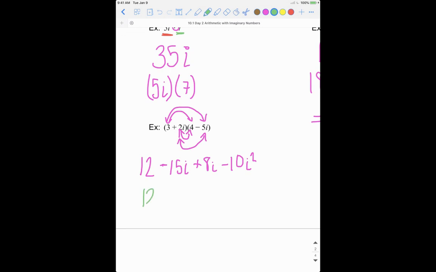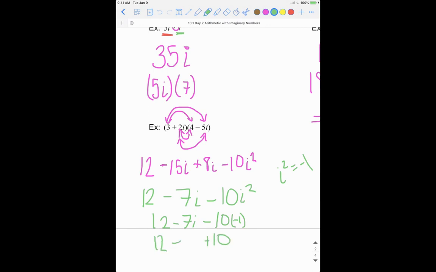12 is our only term with no i's, so let's leave it there. Then we have two things with i's, so we've got -15i plus 8i. What does that take us to? -7i. And lastly, we're left with this -10i squared. Hopefully you recall from our last example that whenever you have an i squared, you should replace it with a -1, right? i squared equals -1. So we've got to keep going just a little bit further. We've got 12 minus 7i minus 10 times -1. This is interesting: -10 times -1 gets us a +10.